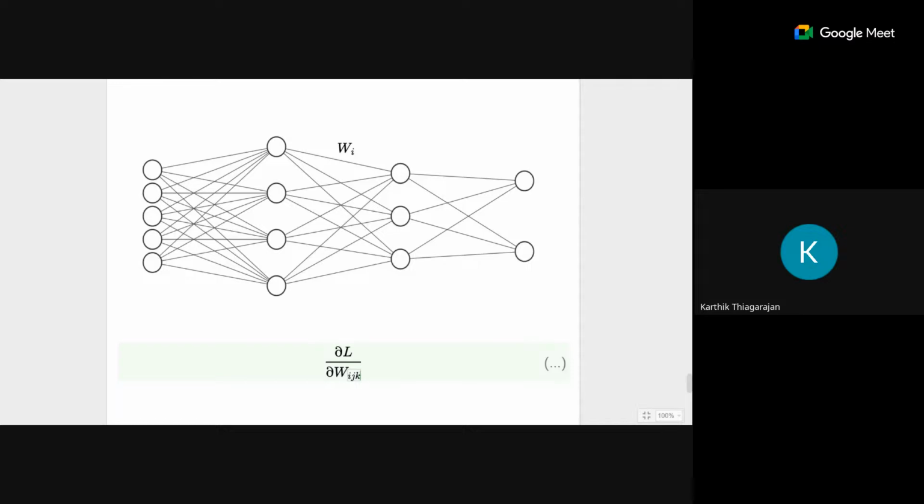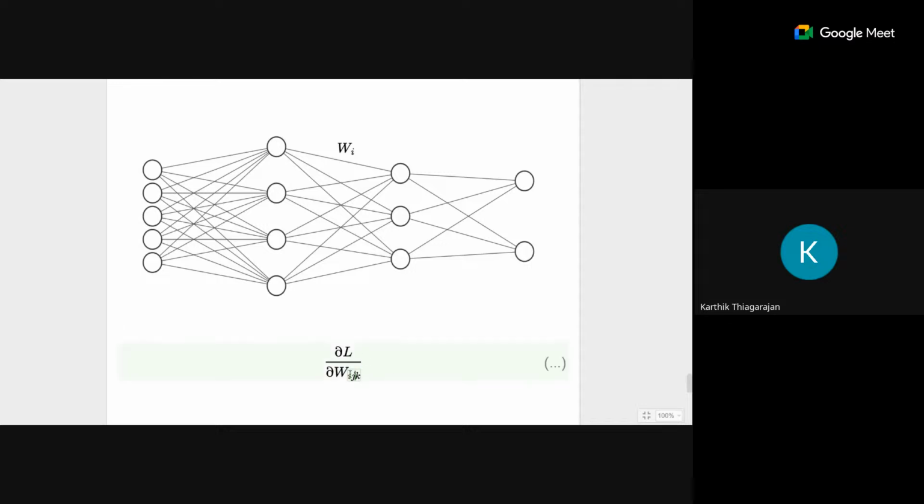This notation. So i means the ith layer. Correct. i means the ith layer. j means the jth row, kth column. That is the jth neuron in the output layer and the kth neuron in the input layer. Exactly. So we won't use this now, but I just want you to be aware that this is the notation. Is this clear with everyone?